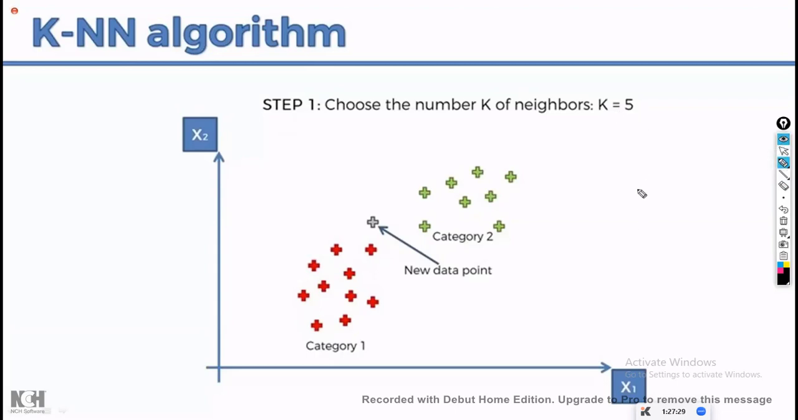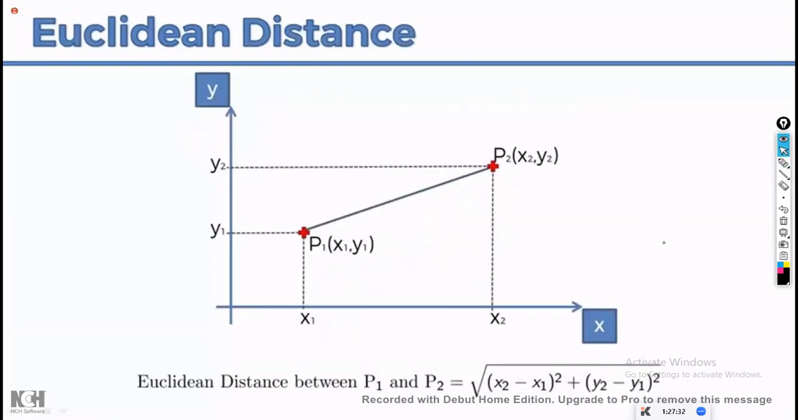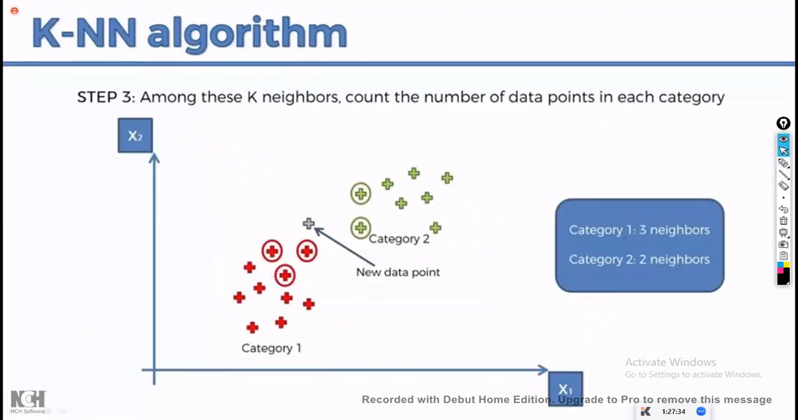Now, as per neighbors equal to 5, what is the second step? As per the Euclidean distance, you have to identify the 5 nearest neighbors. So from this data point, I'm going to calculate distance, distance, distance. Like this, for each and every data point, I'm going to calculate the distance. After calculating all the distances, I'm identifying the top 5 distances which are close to this data point. And I have got 3 red points and 2 green points.